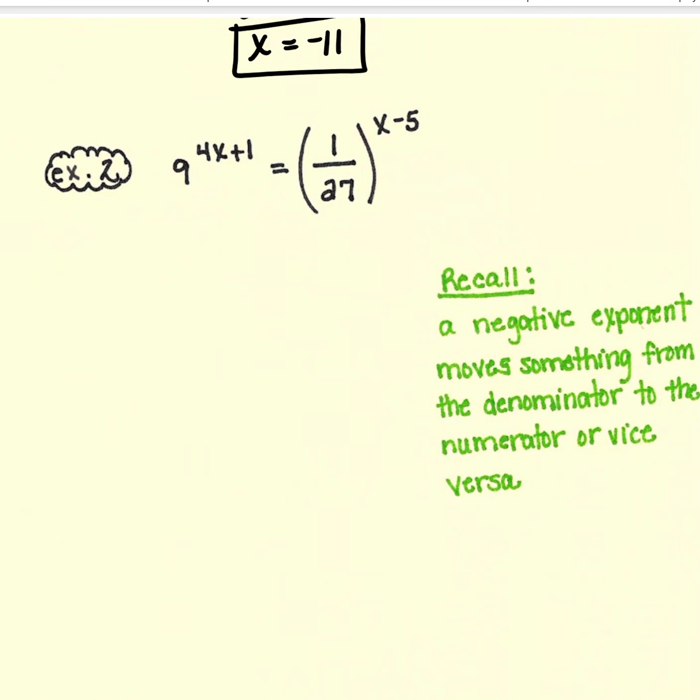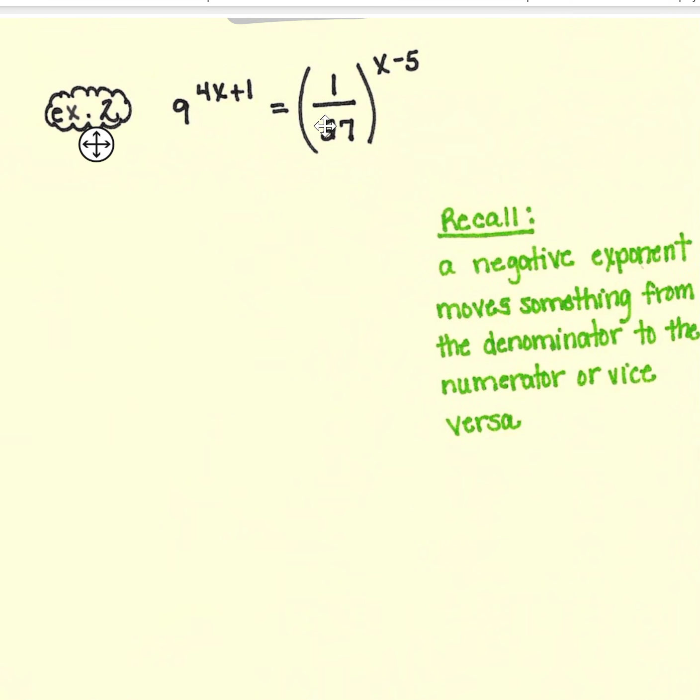In this second example, I look at my bases, and I see a 9 and I see a 27. I realize they're both powers of 3, so I will write my 9 as 3 to the second power, 3 squared. Bring down that 4x plus 1. 27, I realize, is 3 to the third power, and bring down the x minus 5. However, note this time that 27 was in the denominator, and I moved it up to the numerator.